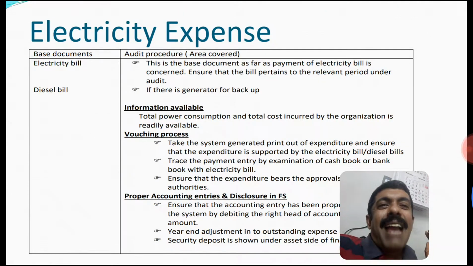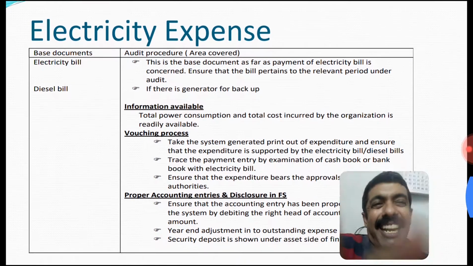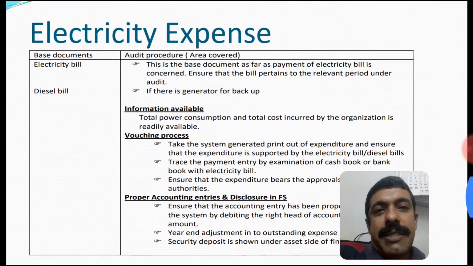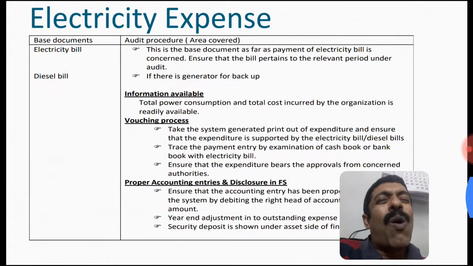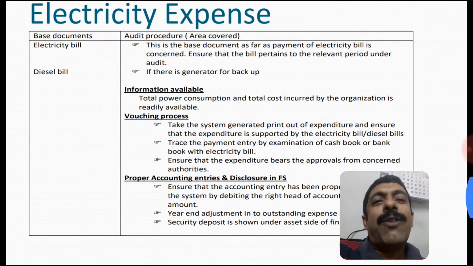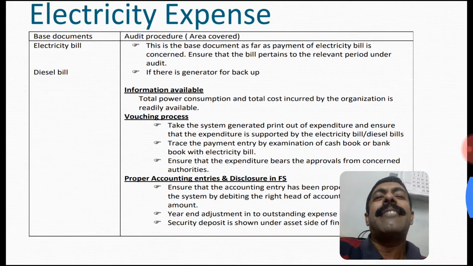Hi buddy, I will show you a method of how the vouching of other expenses can be done. If you go through one or two examples, you may learn all the vouching in a similar pattern. Base document: the auditor is required to examine certain base documents.